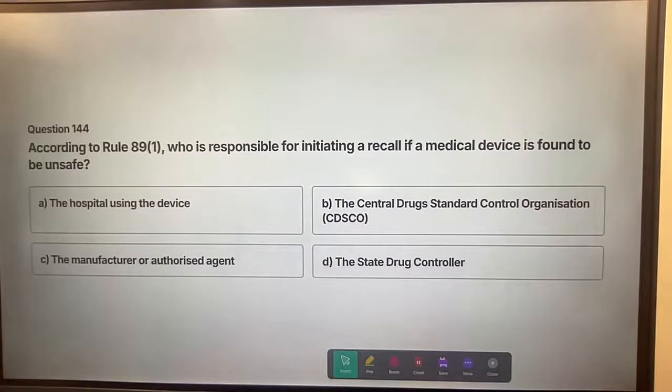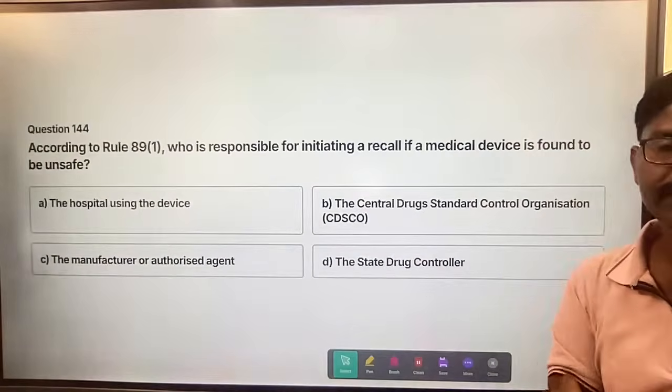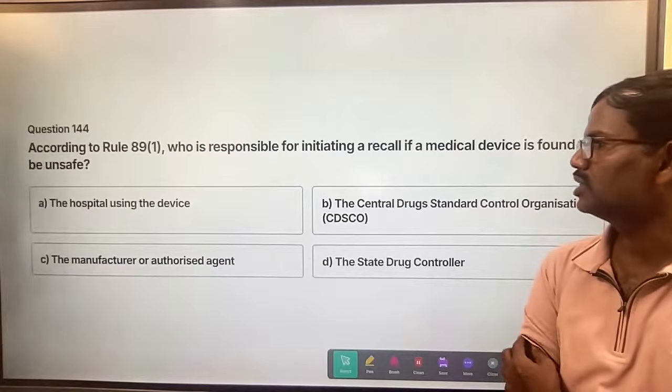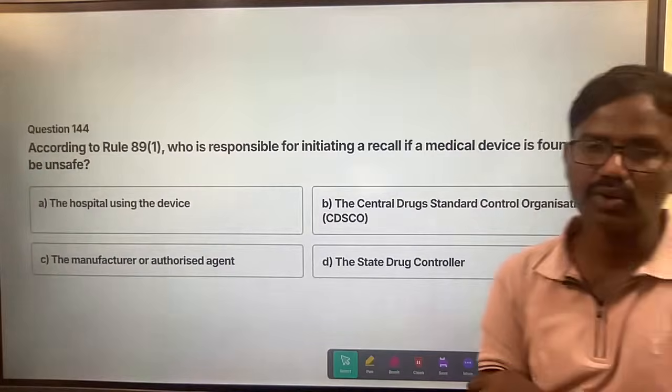Then Rule 89, sub rule 1: who is responsible for initiating the recall? This is also a repeated question from our test series. Yeah, who will be initiating the recall of the medical device? Hospital using the device, CDSCO, manufacturer, or state drug controller?